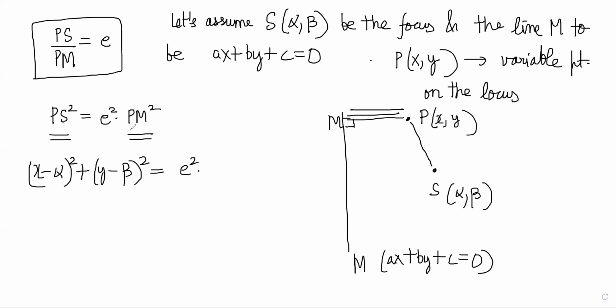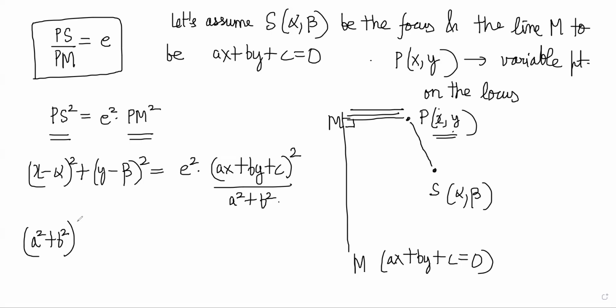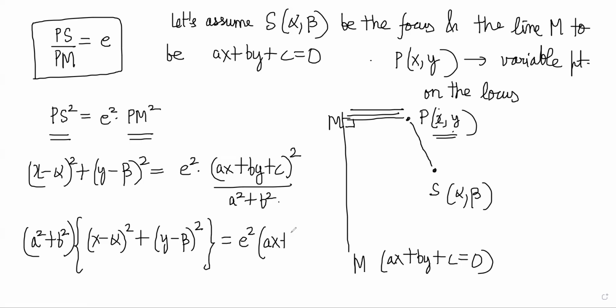And that would be, by basic theory, how to drop a perpendicular from XY to a line. You have to put this point in the line equation and divide by the sum of the squares of the X and Y coefficients, right? That would be my PM square. This is standard straight lines theory. So if you don't know this, you need to revise the straight line chapter. This is going to come here, A square plus B square, right? Now, this is coming as the required locus: A square plus B square times X minus alpha whole square plus Y minus beta whole square is equal to E square times AX plus BY plus C whole square, right?